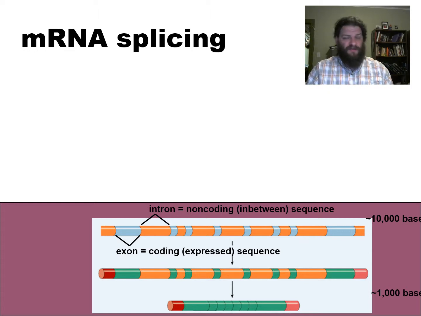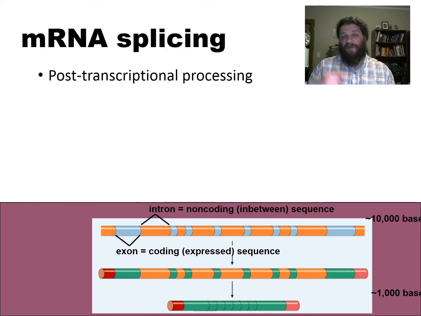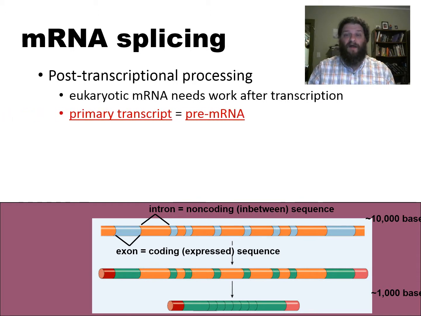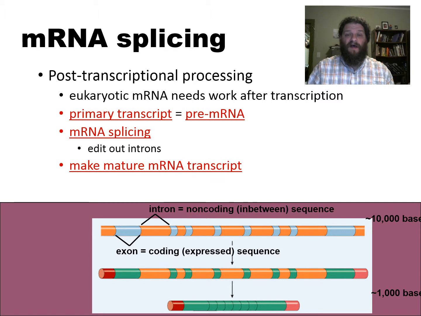Both the exons and the introns are first transcribed with the RNA polymerase into messenger RNA. And then, after it's transcribed, it has to be processed. Those parts need to be worked on before they're ready to be sent out into the chaotic cytoplasm. The primary transcript is before the introns get snipped out. We call that the pre-mRNA. And then we have some mRNA splicing where we take out those introns and chuck them. And then we put the exons back together again and make what's called the mature messenger RNA transcript.